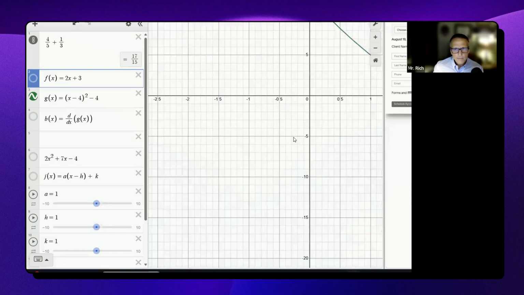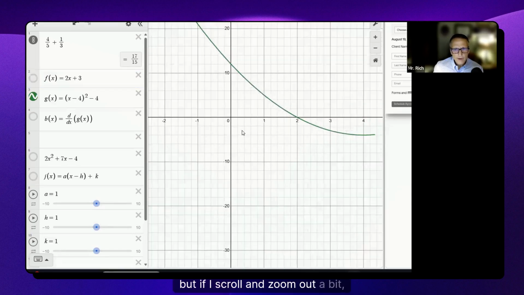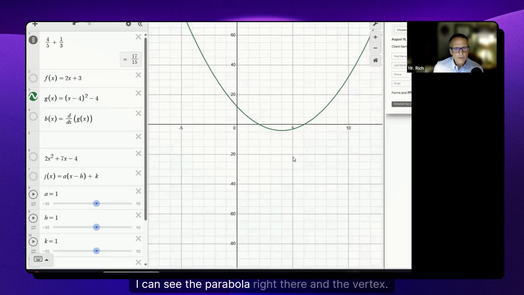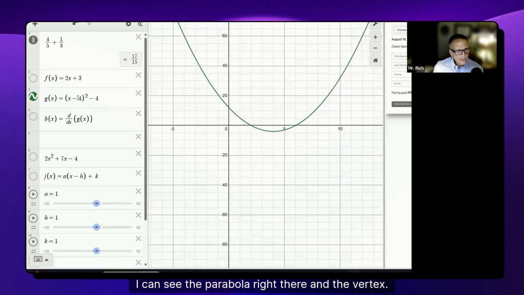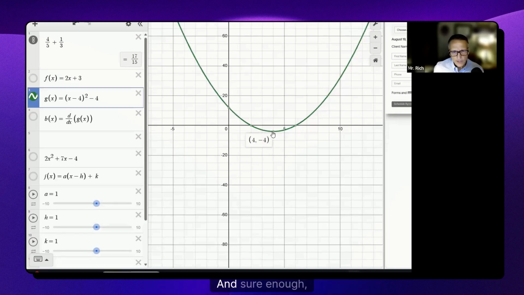I don't see it, but if I scroll and zoom out a bit, I can see the parabola right there. And the vertex, if you know anything about the vertex form of a parabola, we should expect that vertex to be at (4, -4). And sure enough, there it is. Notice it does show me the x-intercepts right here, and there is the y-intercept.